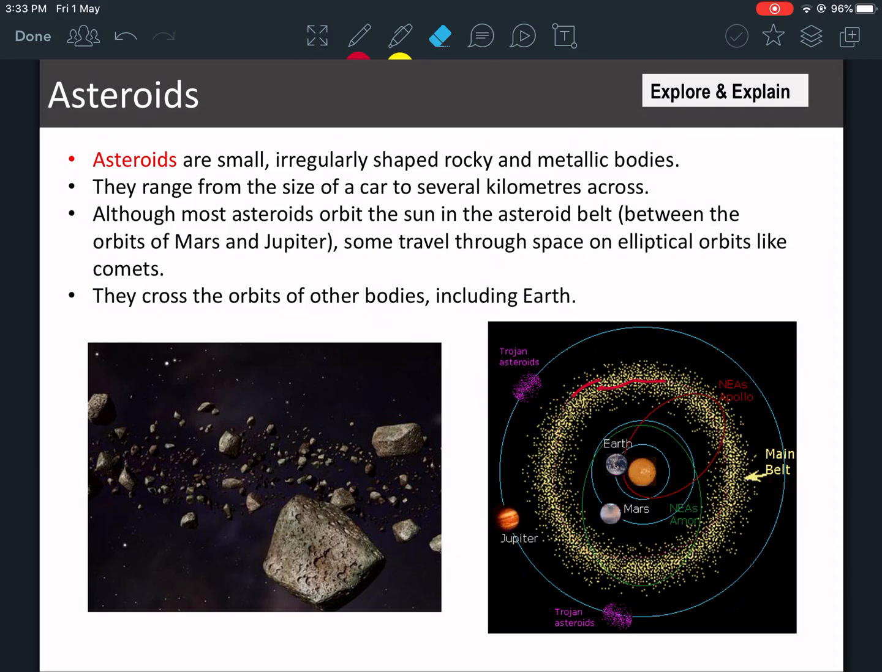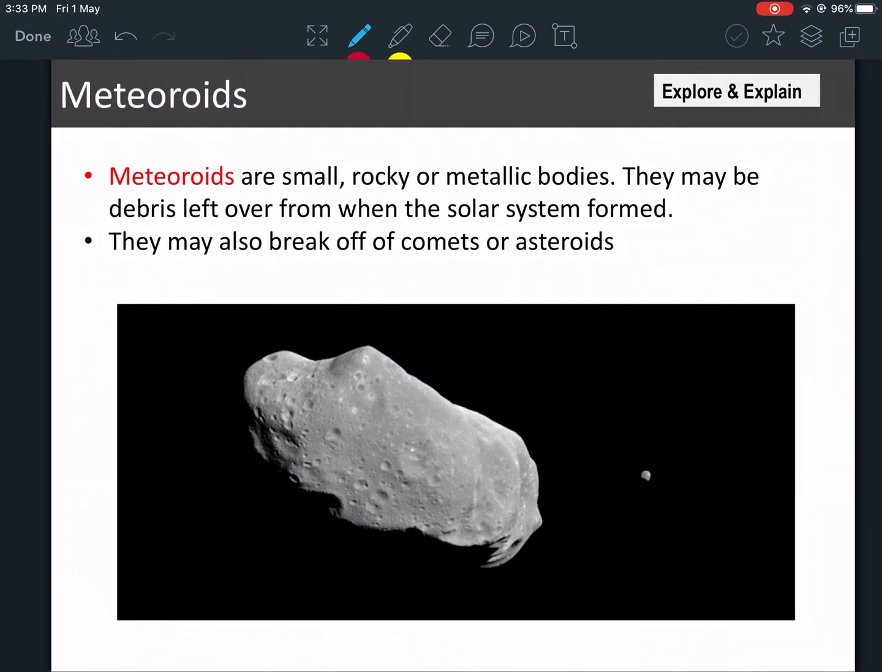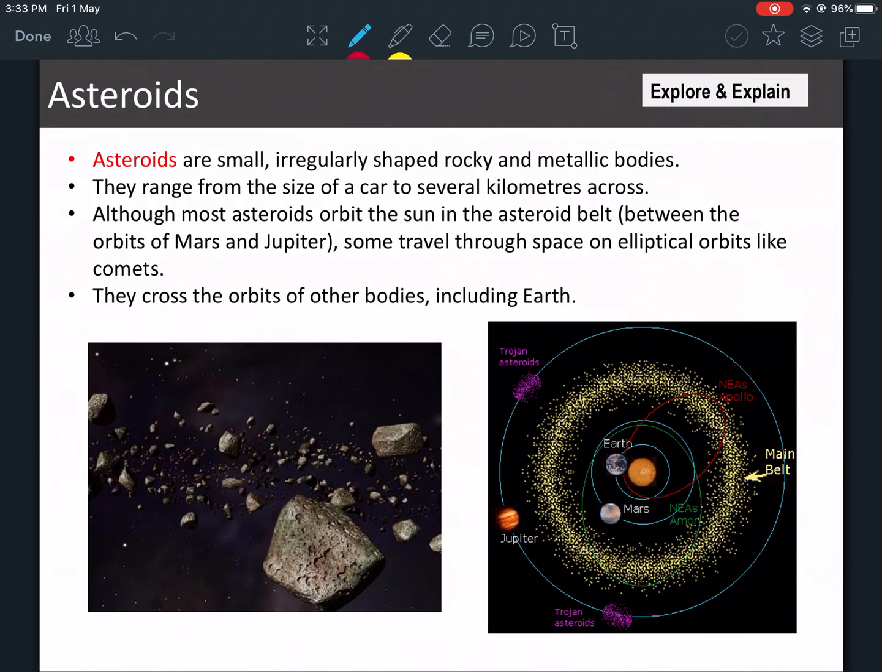So what you need to know mainly about asteroids is that they are located between Mars and Jupiter, and they move in something called an asteroid belt. They're also made of rock and metallic objects. And they can be as small as a car or like 4 or 5 times bigger, depending. Meteorites are for tomorrow. That's all you gotta know for today.